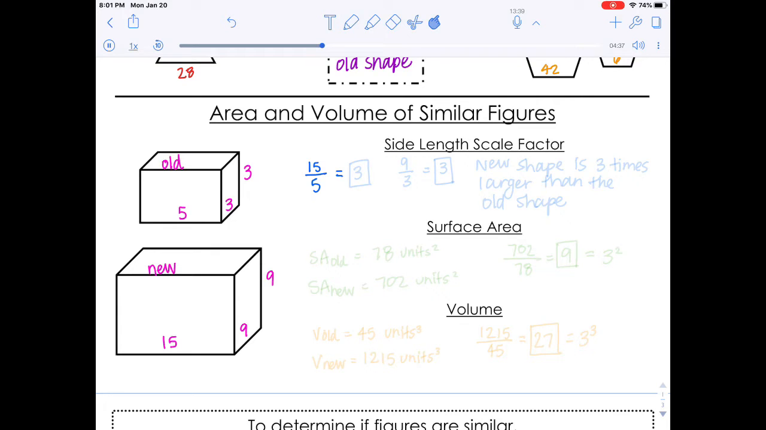And so what this means is that the new shape is 3 times larger than the old shape. So let's write that down. The new shape is 3 times larger than the old shape.